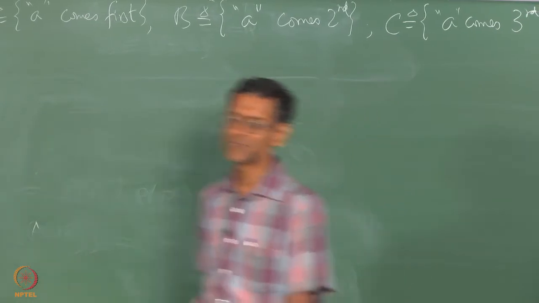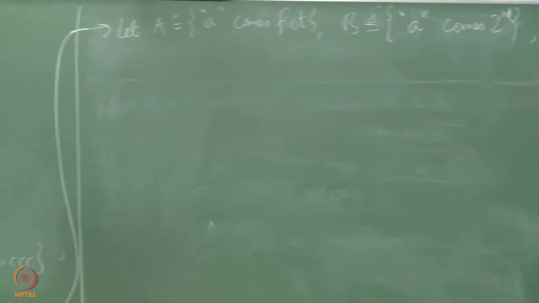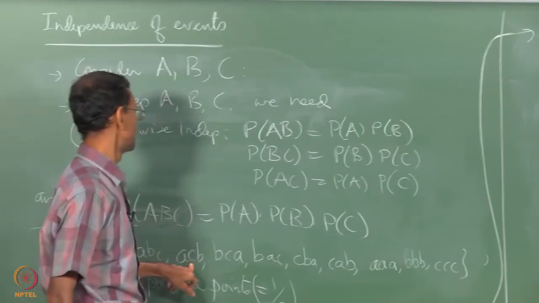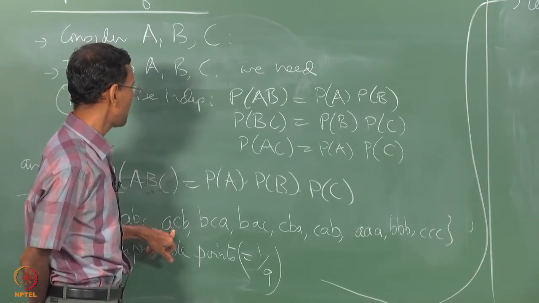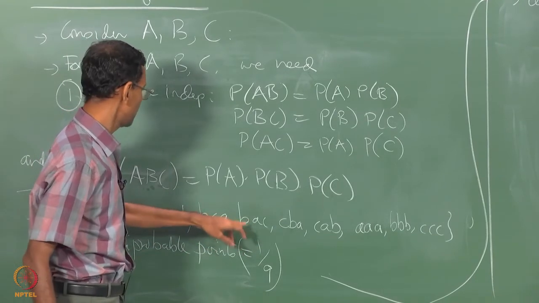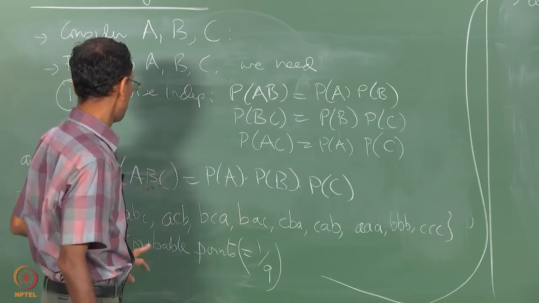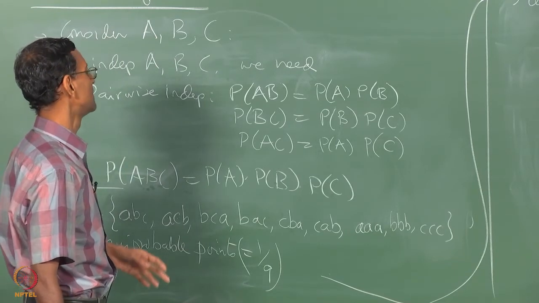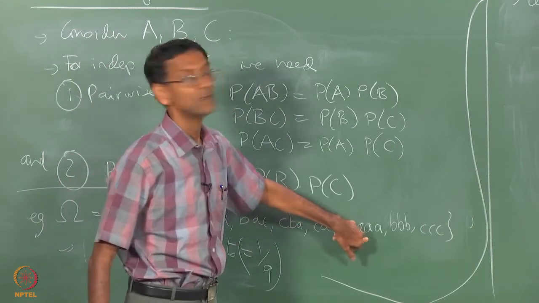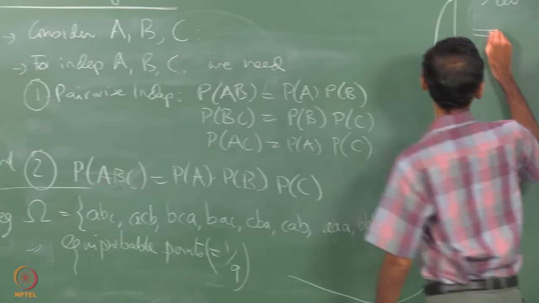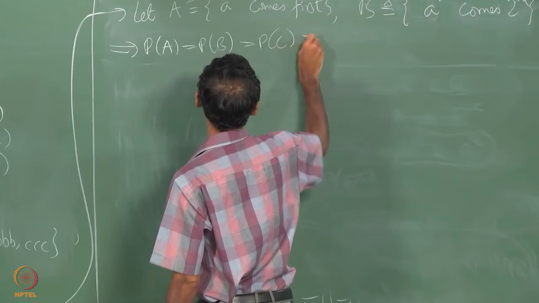Now you can check for yourselves that A, B and C are pairwise independent. For example, if I pick this string, then my event A has happened because A has come first. If I pick this, then the event B has happened, because A has come second. But what is the probability of the event A? It's clearly 3 out of 9. So P of A equals P of B equals P of C equals 1 by 3.